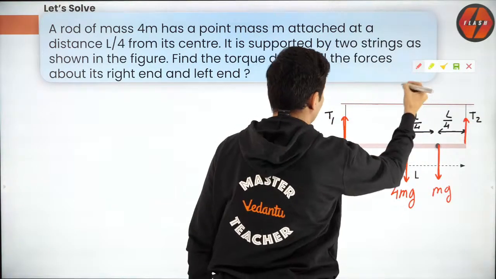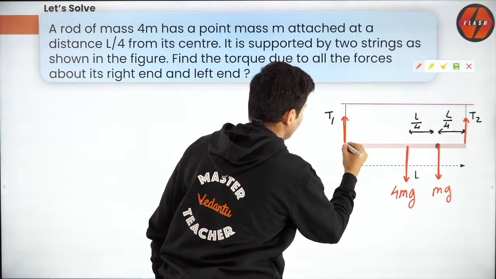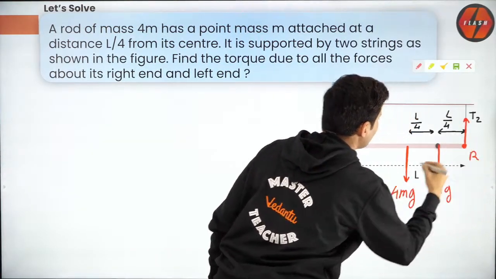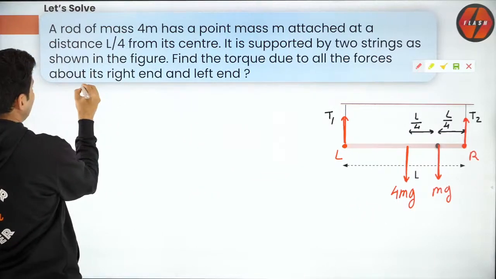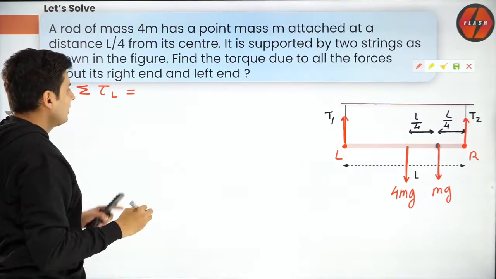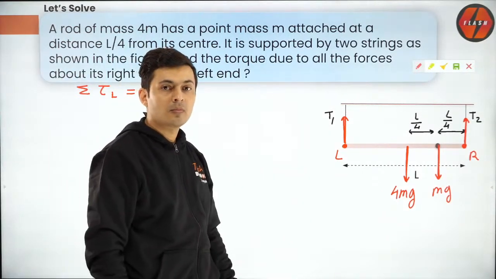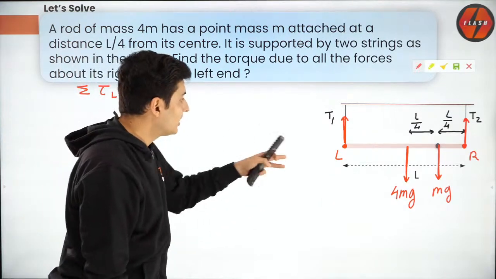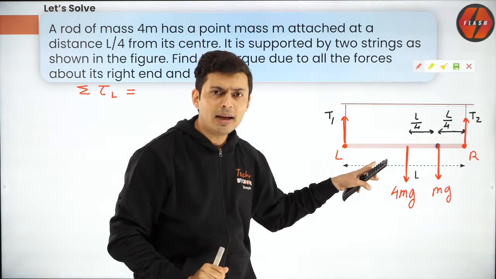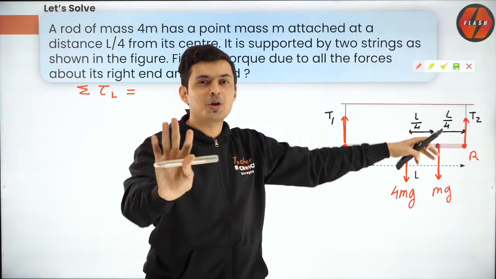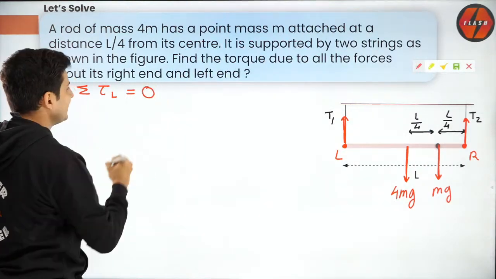Now let's start from the left end. So I will call this L and I will call this R. So net torque from the left end. I think I know the answer for this. You know what the net torque is? It is 0. Why? Here it is not rotating. It's stationary, so the net torque should be 0. That's the best. So net torque is 0.